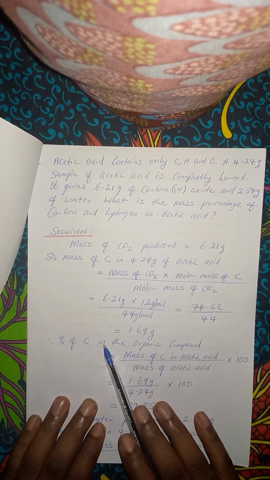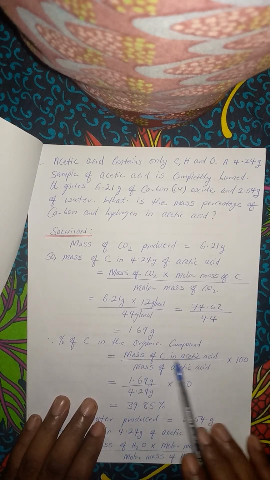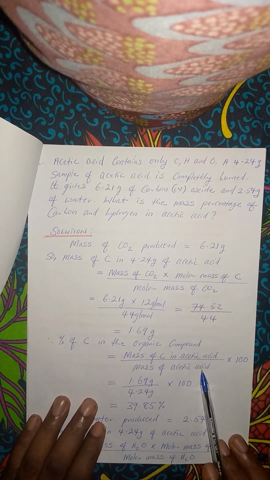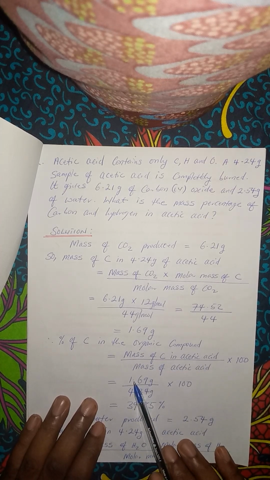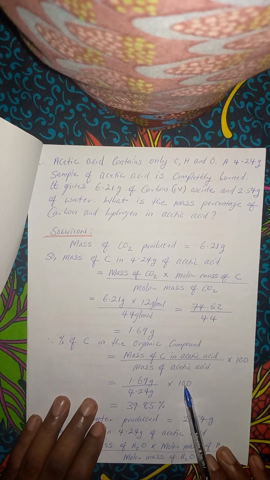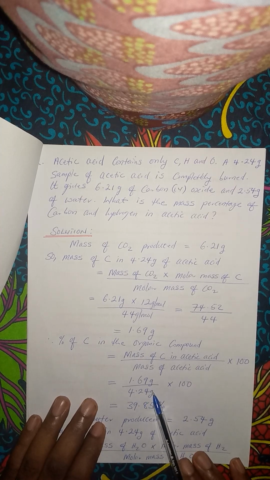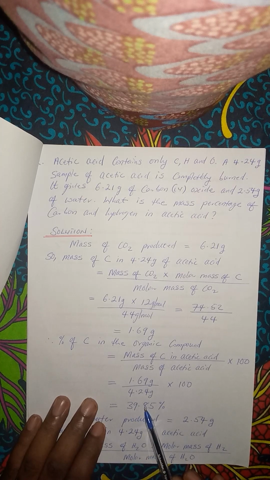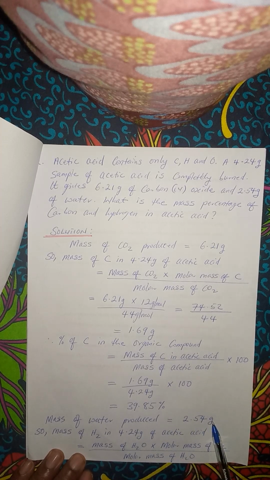Now, the percentage of carbon in the organic compound will now be mass of carbon in acetic acid times 100 divided by mass of acetic acid. So mass of carbon in acetic acid is equal to 1.69 grams, then times 100 divided by mass of acetic acid, which is 4.24 grams. And on doing that, it gives us 39.85%. Mass of water produced equal to 2.54 grams.